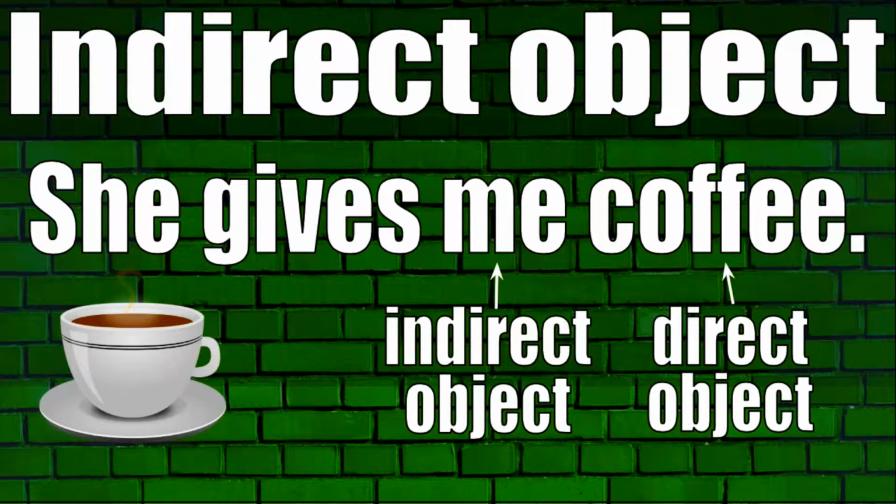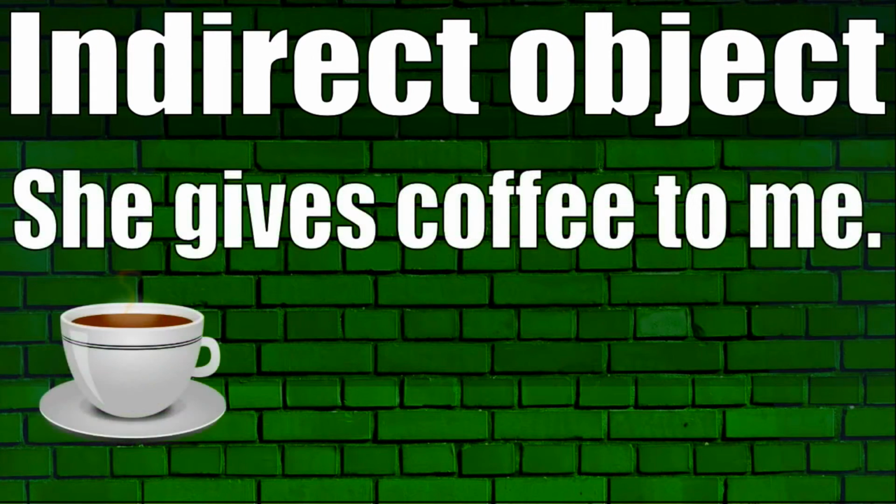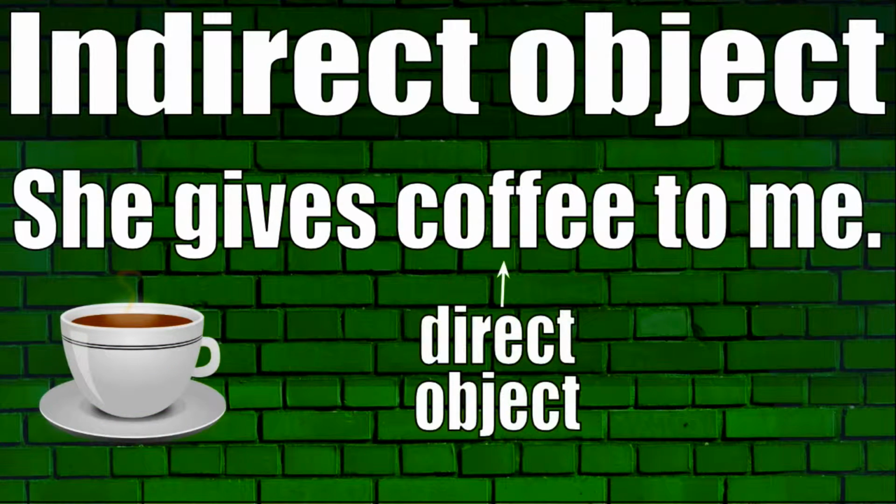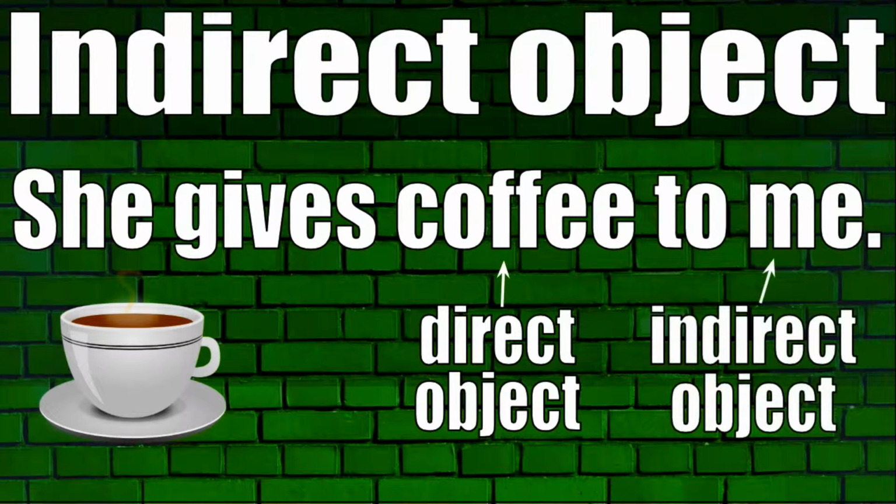We can also say this in a different way. We could say, she gives coffee to me. Coffee is still the direct object, and me is still the indirect object.